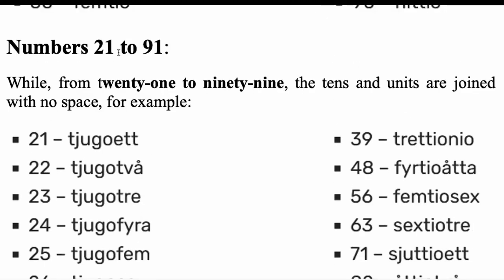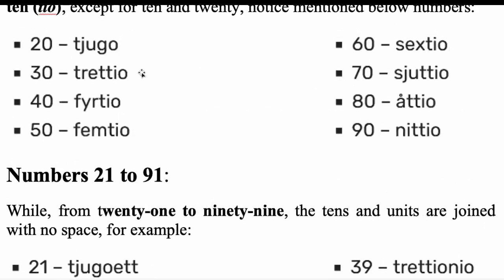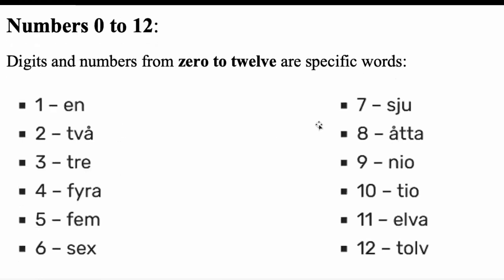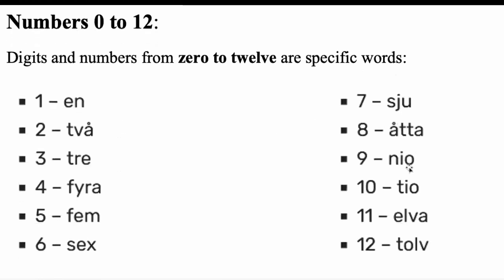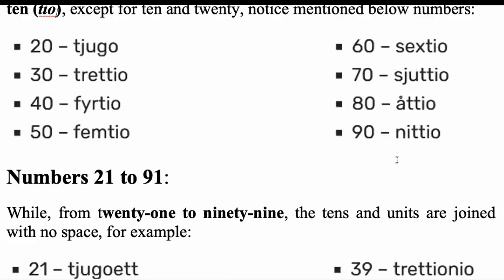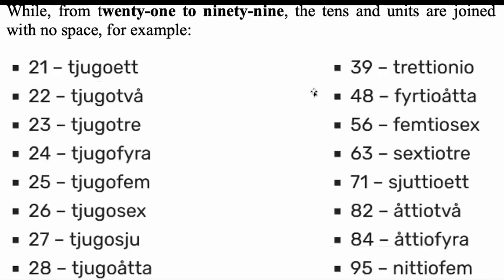The same goes for the other decimal numbers, for example 30 plus 1. I would add the numbers from 1 to 9. For example, 40 plus 8, fyrtioåtta, is 48. I'm just using those digits.